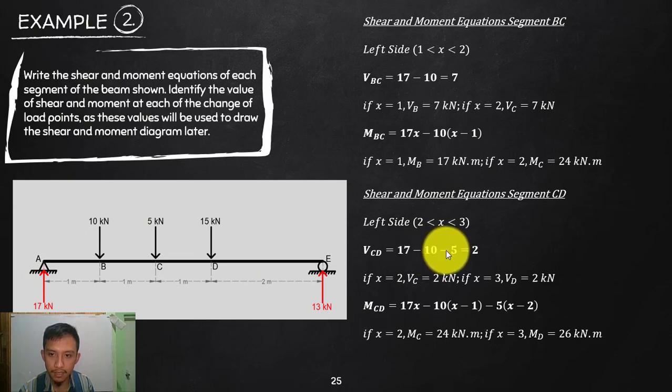So negative, negative will be positive 2. All throughout, your CD is a constant shear of positive 2. And then take a moment within this section, considering your left side only. Again, we will stick to the left side.